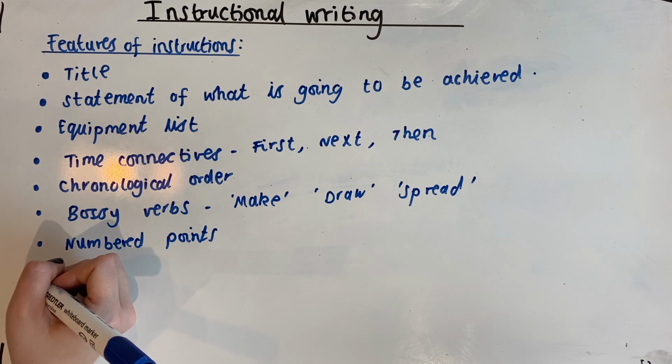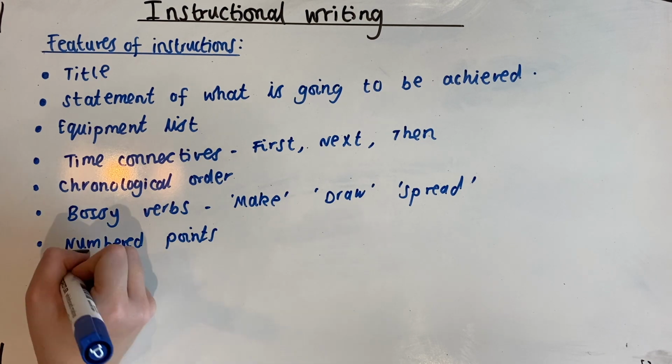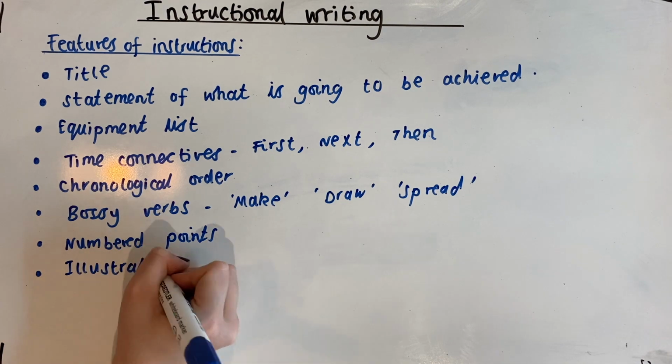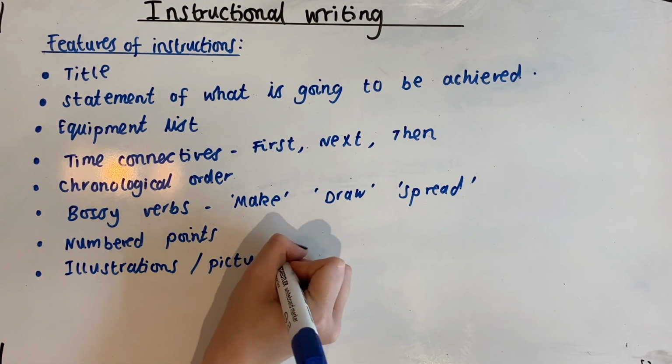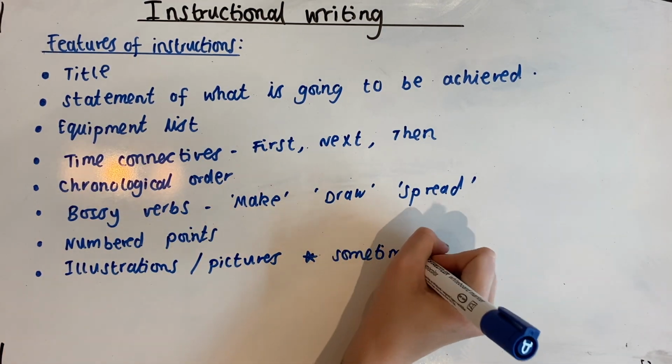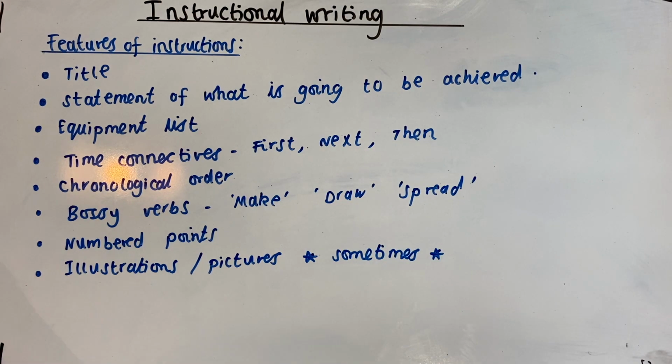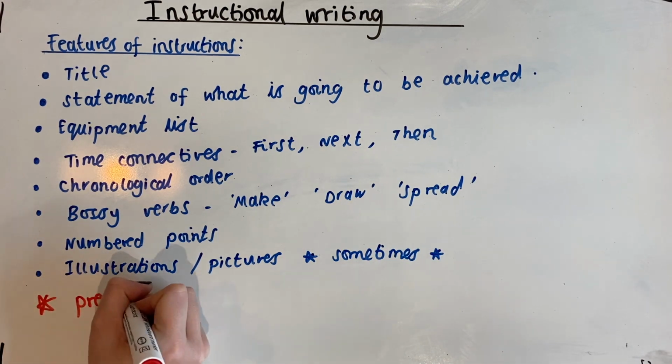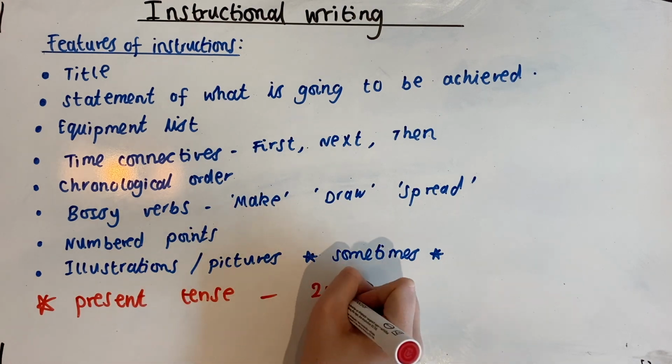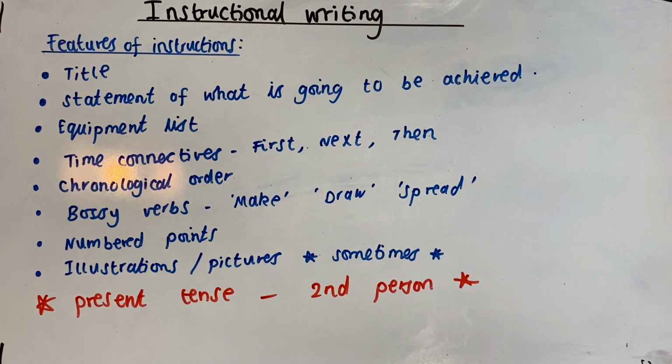Numbered points. And lastly, illustrations and pictures. However, not all instructions have pictures. Some of them do, some of them don't. Let's remember that instructions are written in present tense and normally written in second person. So that means using language such as you need to do this.